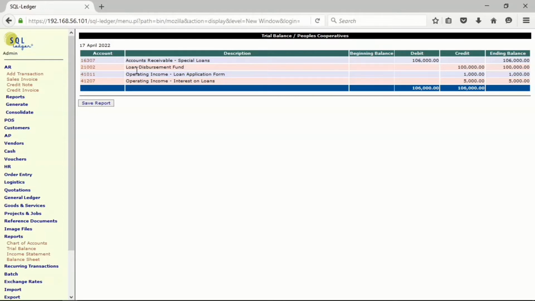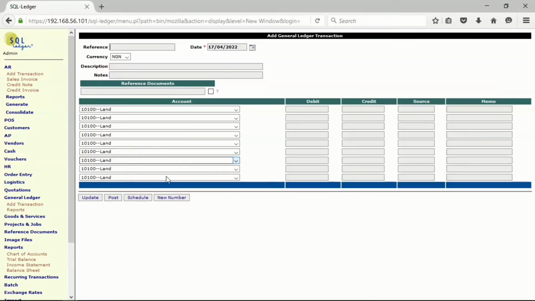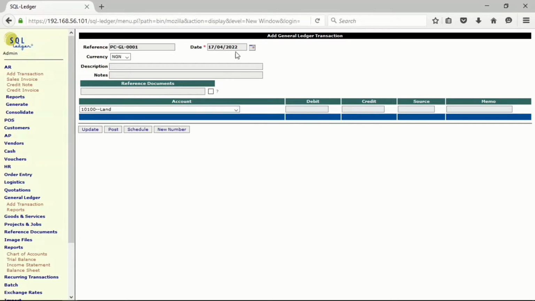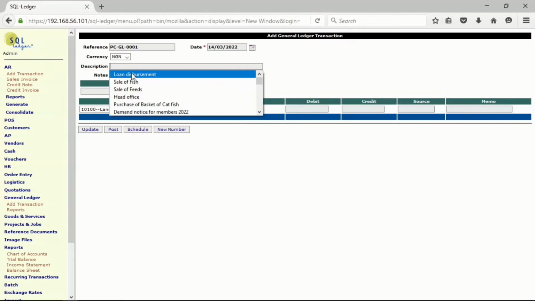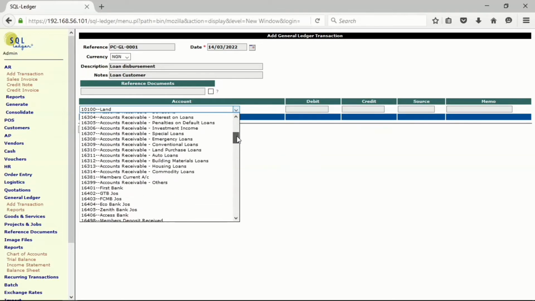So what we are going to do next is to go ahead and disburse that loan by clicking on General Ledger, Add Transaction. Now click on Add Number. Let's assume that the loan was disbursed 2 weeks after the application was submitted, and it's loan disbursement. The person that we gave the loan to is loan customer. The next thing to do is to select the loan disbursement, now, loan disbursement account.